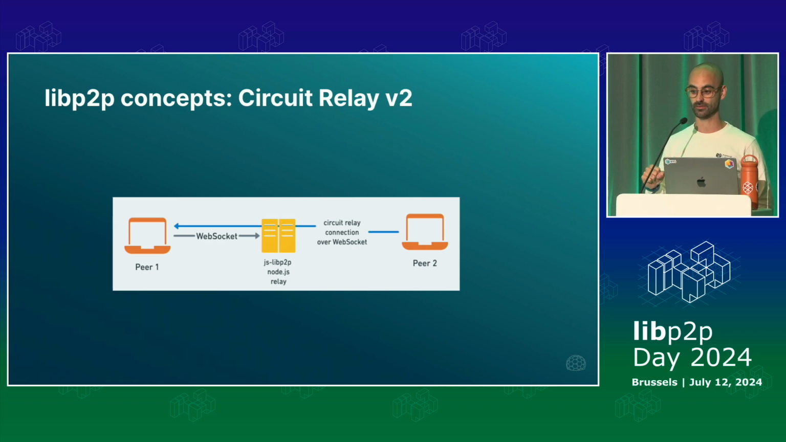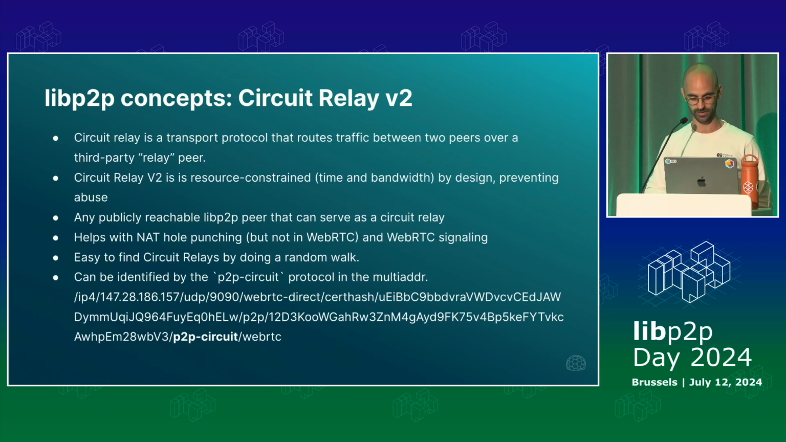In order to do that, one of them has to first connect to the relay. This relay is going to act as the signaling server. And after the first peer is connected to it, it'll ask for a circuit relay reservation. So what is circuit relay? Actually, let's back up a bit.